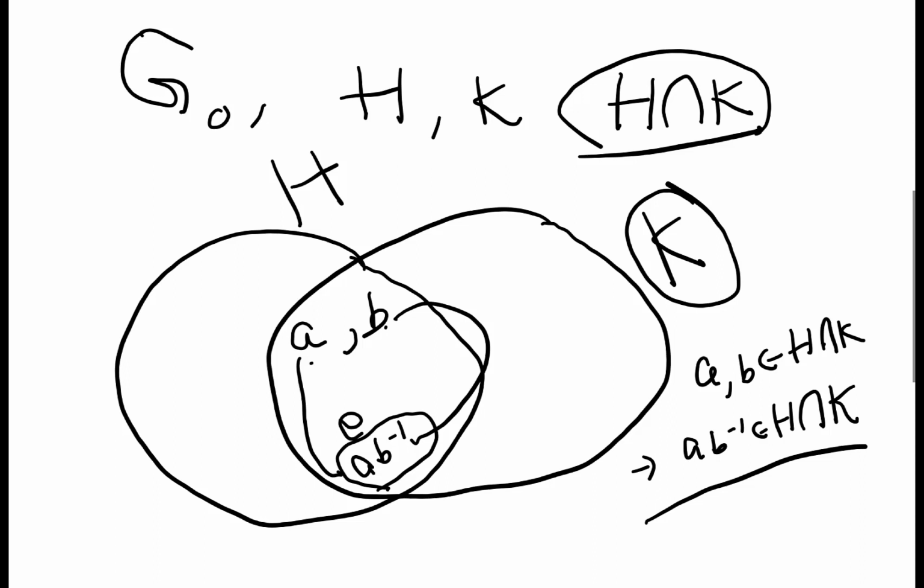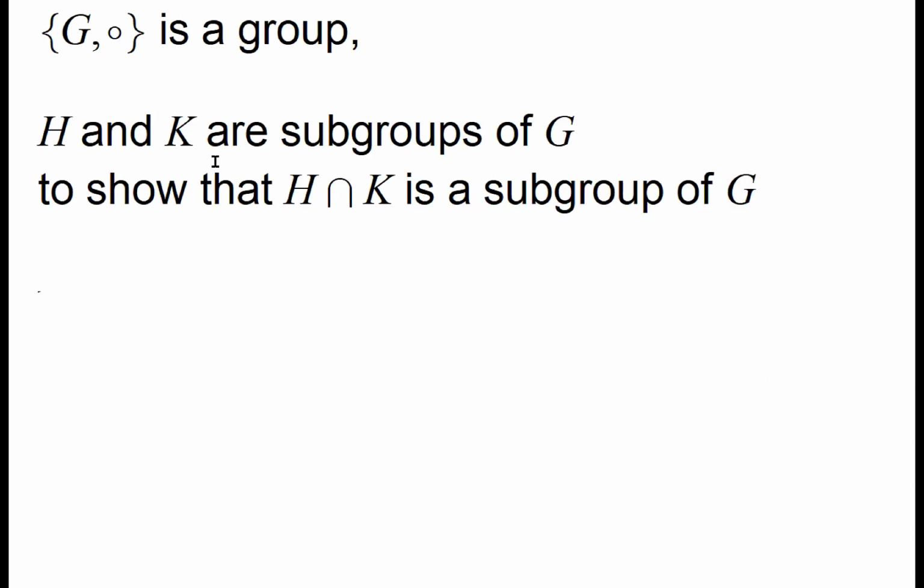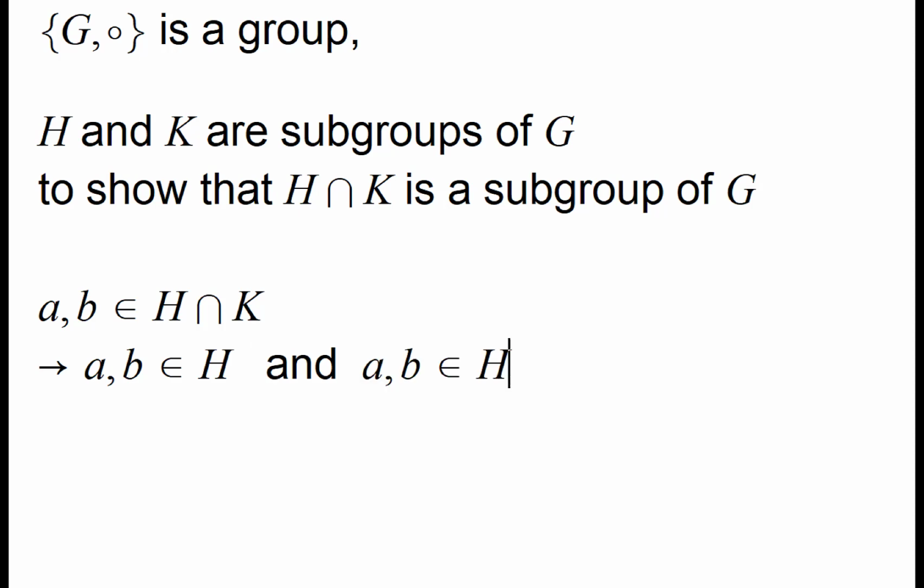I think I would just formally write this one, it won't take too long. We are given that H and K are subgroups of a group G, and what we would like to show is that their intersection is a subgroup as well. Notice this: if a and b are two elements of H intersection K, then a and b belong to H, and at the same time, by the definition of the intersection, they belong to K as well.